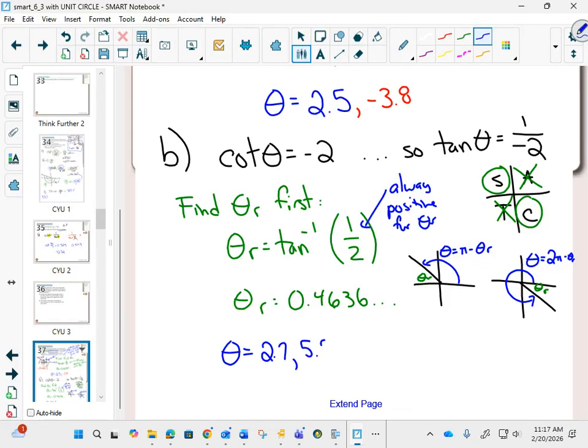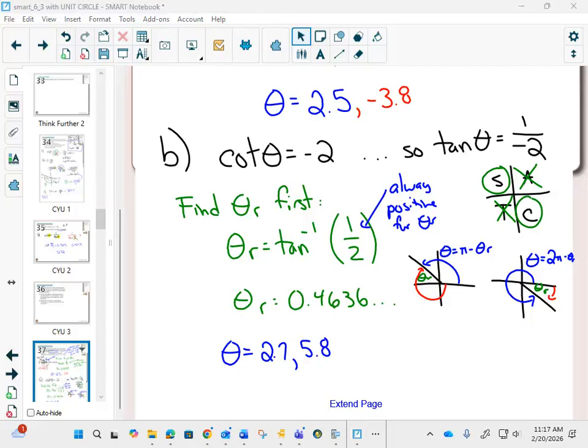Don't we have to do the negative ones too? We have to do the negative ones as well. So I'm going to do those in red. Here's one negative answer, and here's the second negative answer. The first negative answer, can you see that if you did pi plus your reference angle, that would be the angle, and you'd have to make it negative.